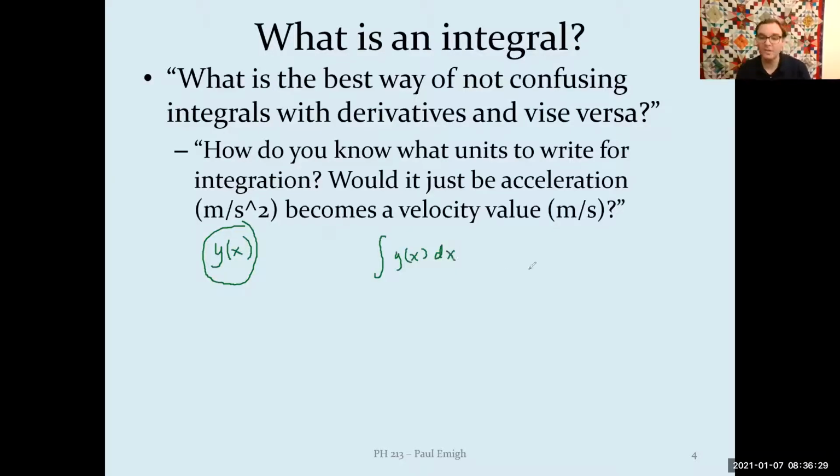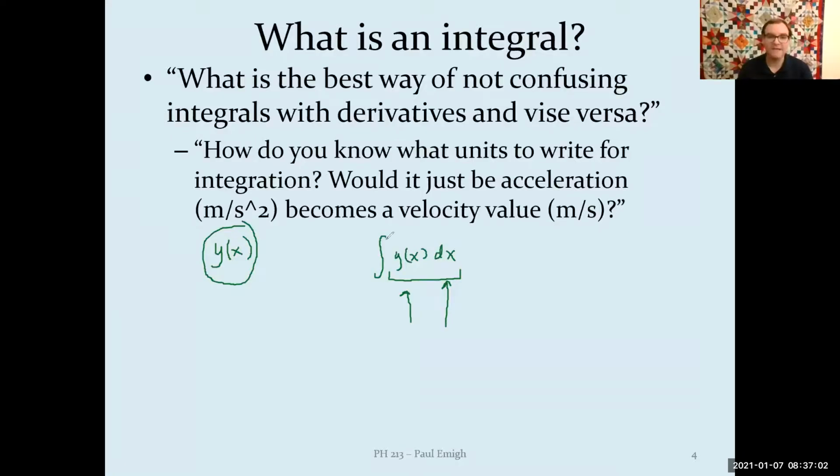there's a couple of clues here as to what's going to happen with the units. One is that we have written this integral as a product of things, y times dx. And that means that if I know what the units of y are, and I know what the units of x are, then I should be able to know what the units of the integral are going to be by just multiplying those two things together. So in this case, if y has units of meters and x has units of meters, then the integral of y dx is going to have units of meters squared.